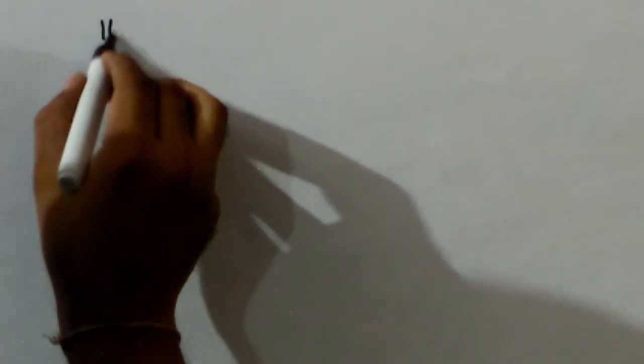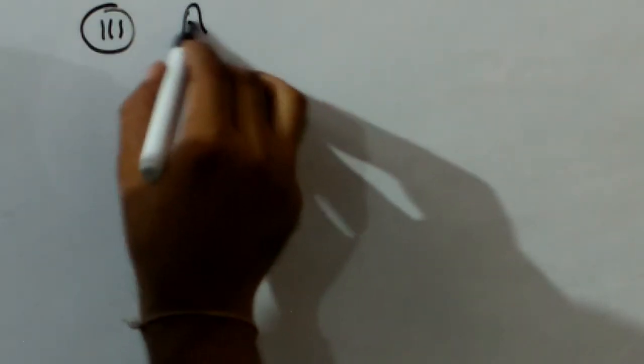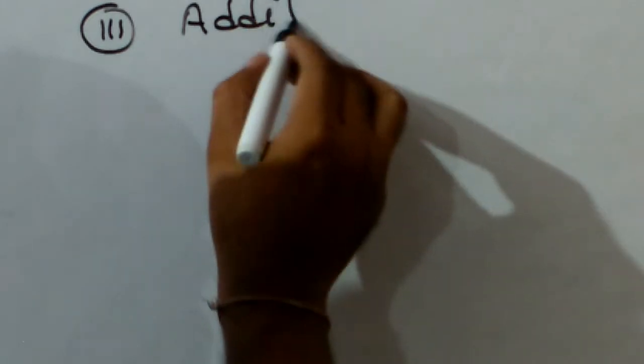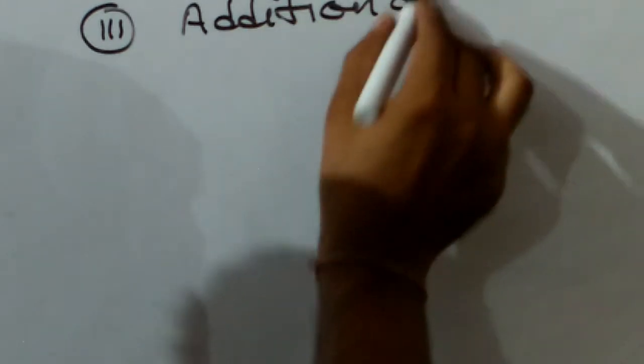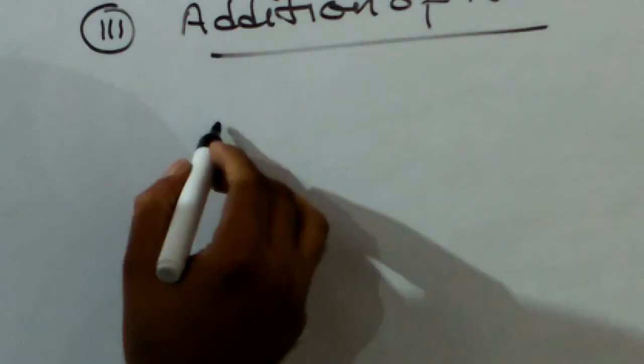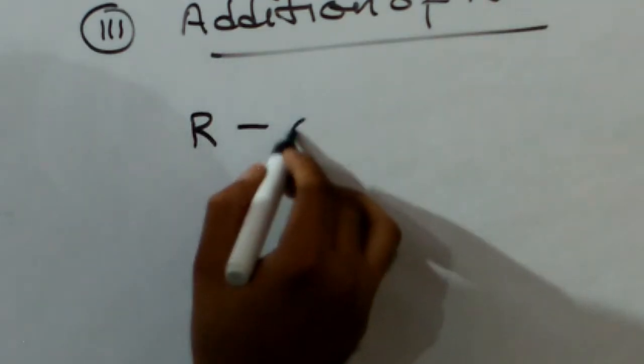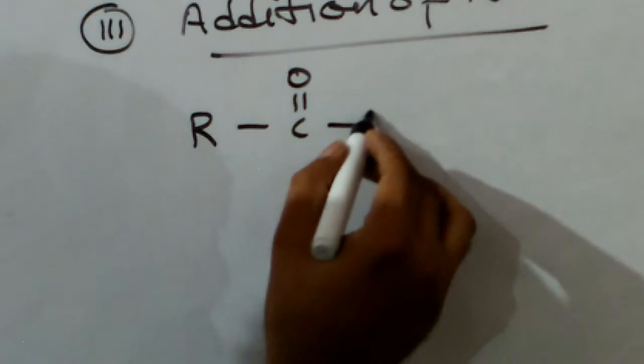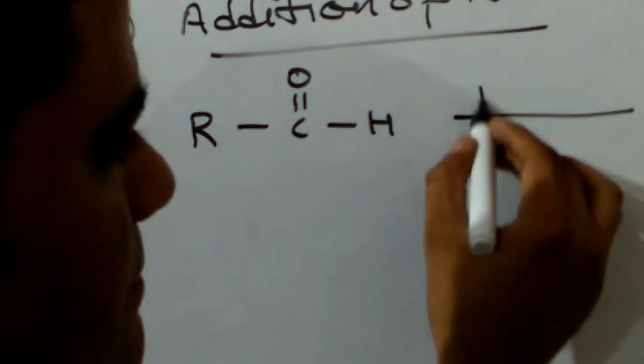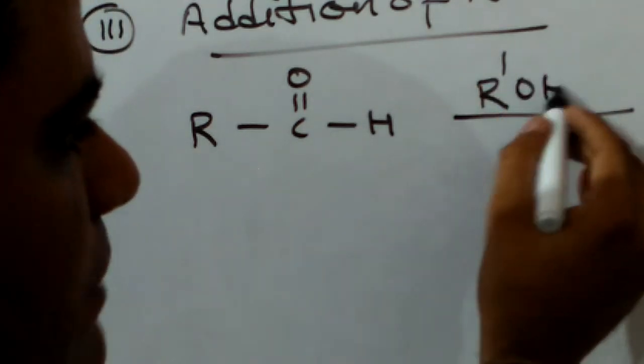Next, an example of nucleophilic addition reaction will be addition of alcohols. Same way the reaction might proceed. First, acetaldehyde will form hemiacetal and then it will form acetal. Any alcohol will be there. It undergoes addition in the same way.